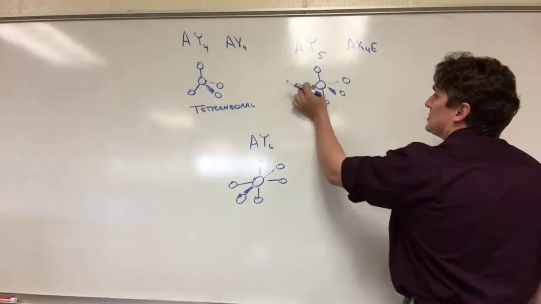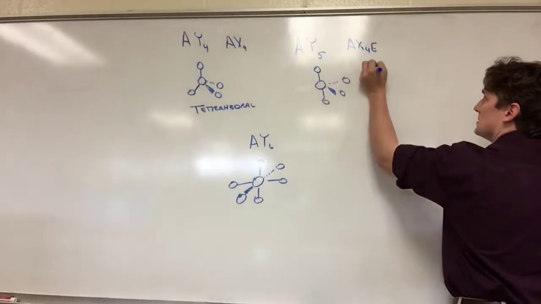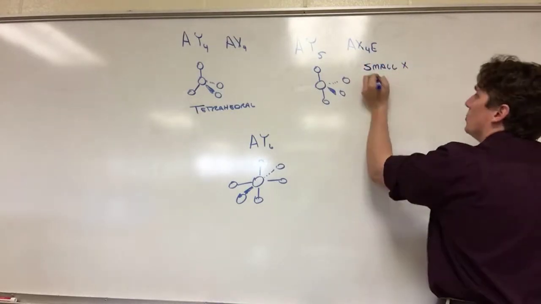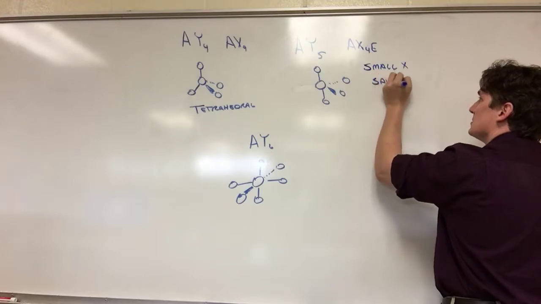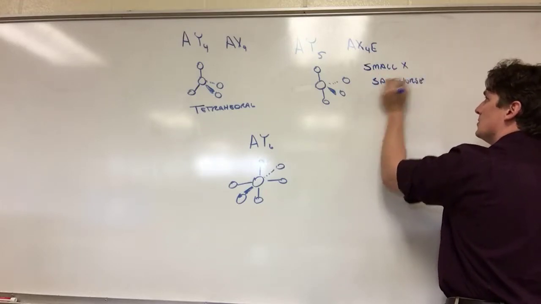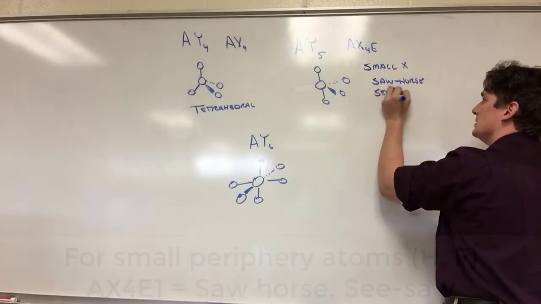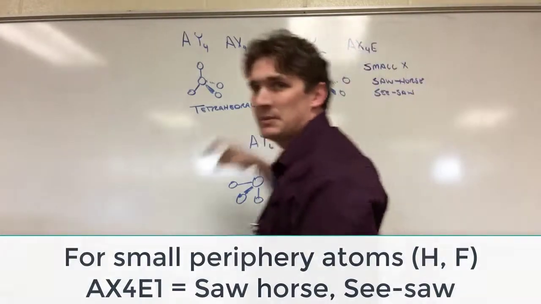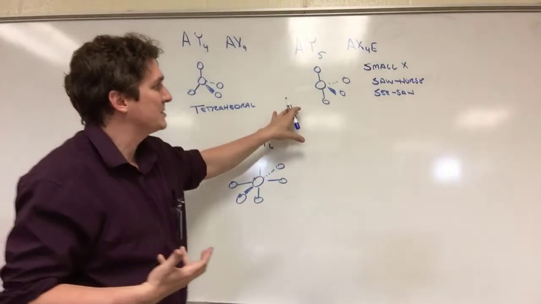So if we have small periphery atoms, in this case hydrogen and fluorine, we're going to end up with a sawhorse or seesaw molecular geometry. The lone pair is going to want to go off here because they are as far away from the other atoms as possible.